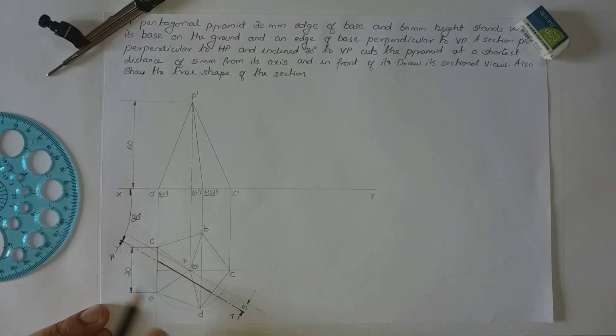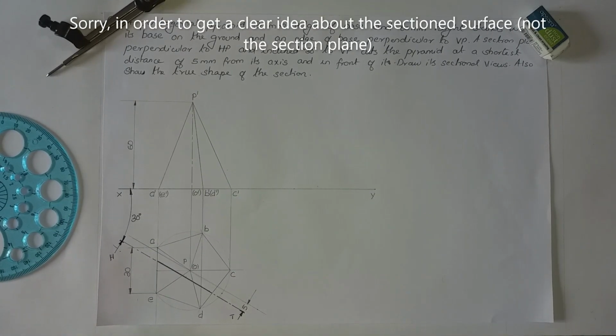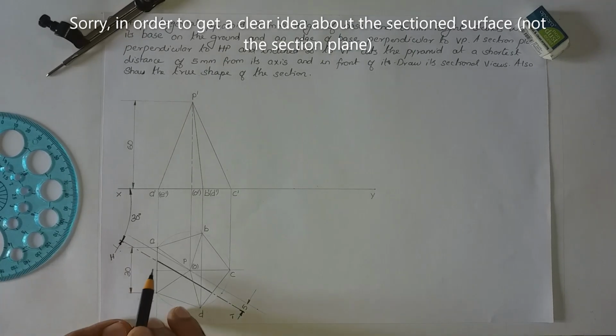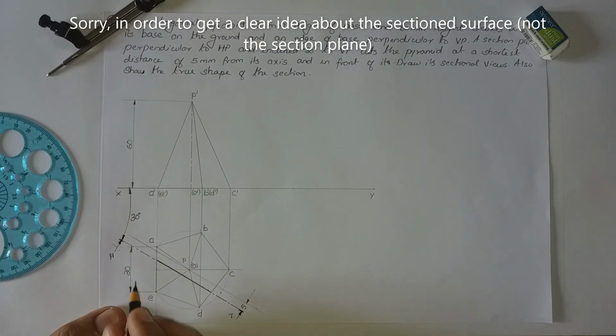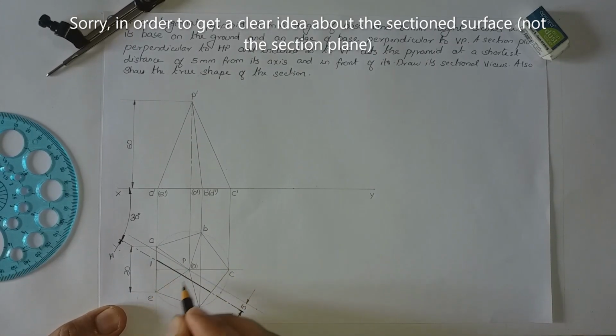Here I have marked an arrowhead. It is in this direction we have to view this solid in order to get a clear idea of the section plane. Now let us mark the meeting point of the section plane with the various base edges and slanting edges of the solid. So here the section plane and AE is meeting. Here let us mark it as 1. Section plane and PE is meeting. Let us mark it as 2.